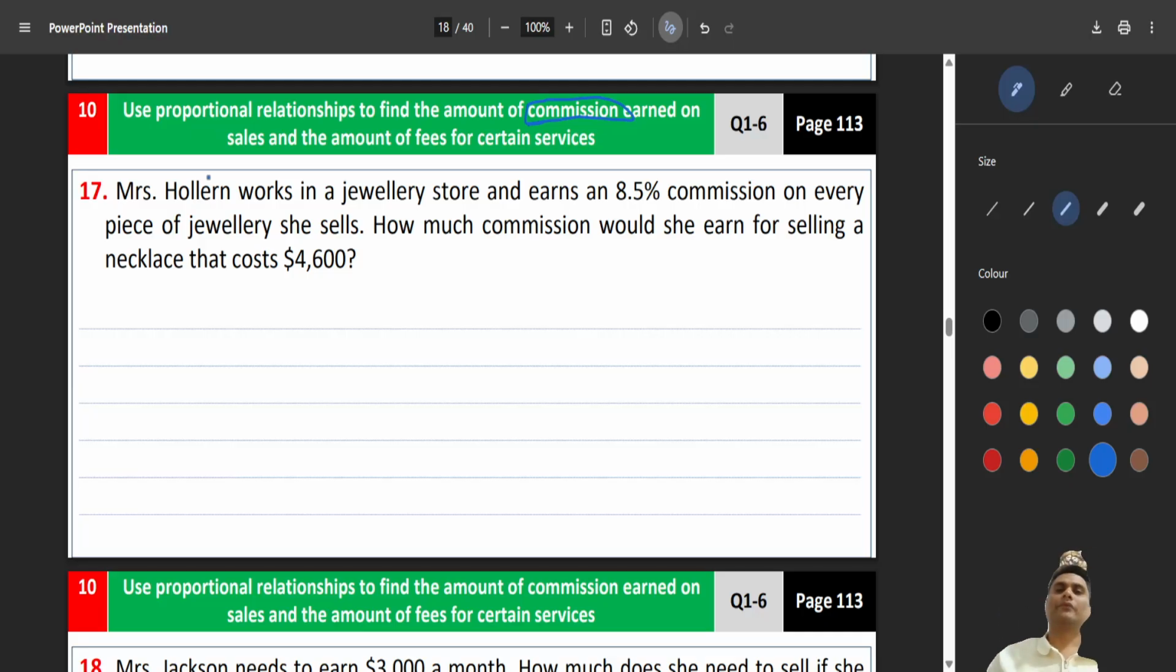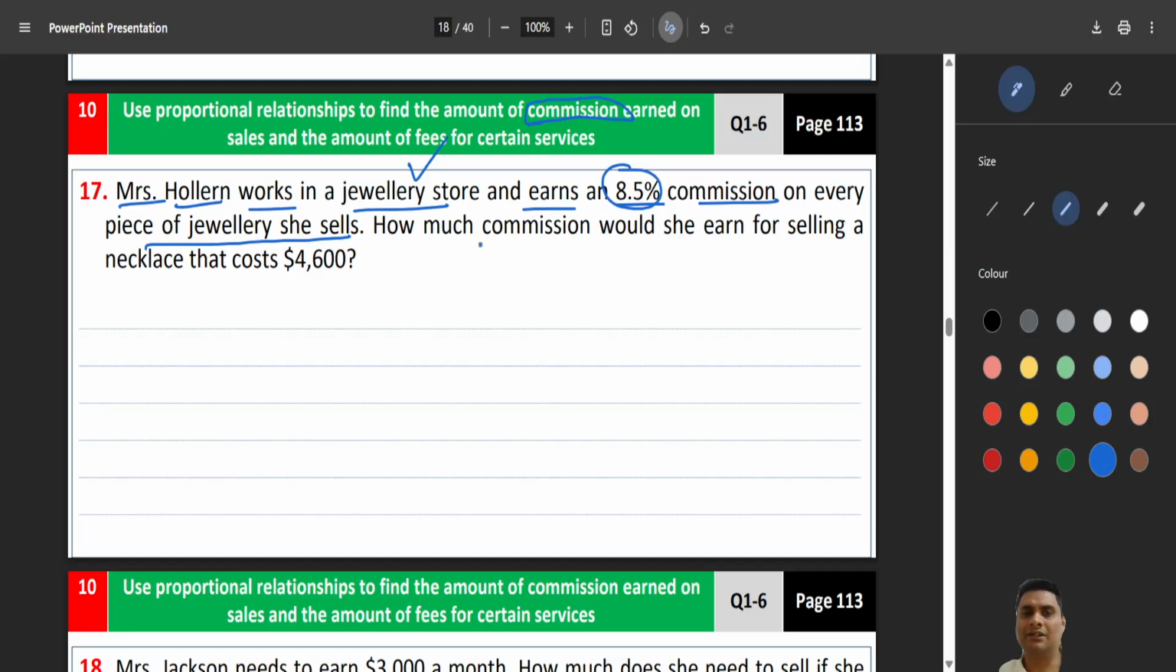Okay, I hope you understood the meaning. Now let's do the question. Mrs. Holland works in a jewelry store and earns 8.5% commission on every piece of jewelry she sells. So Miss Holland is working in a jewelry store, and whenever she sells any jewelry, she gets 8.5% commission on it.